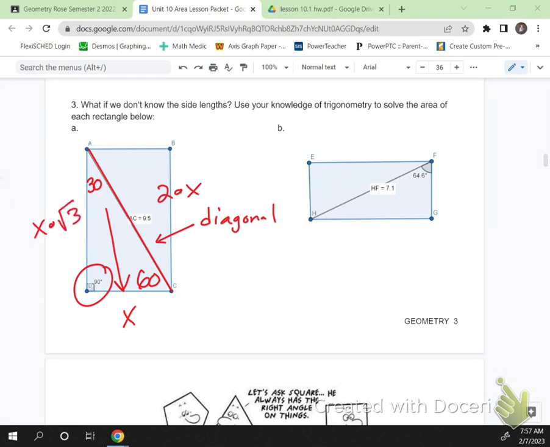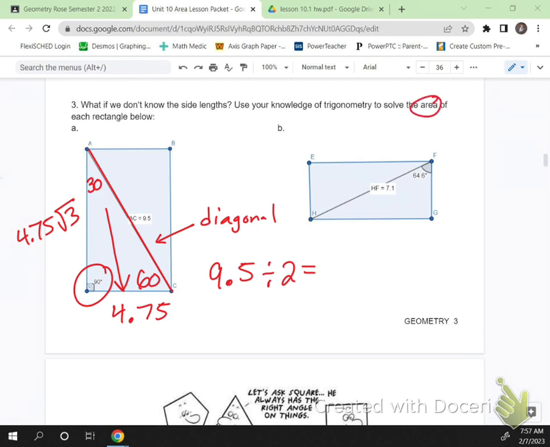So to go backwards, I would take 9.5 and do what? Divide by 2. I'm going to divide it by 2. And this is really going to be about 4.75 units. I'm going to find the length now, and I'm going to write it as 4.75 times root 3 using that special right relationship. And again, my goal is to find the area.